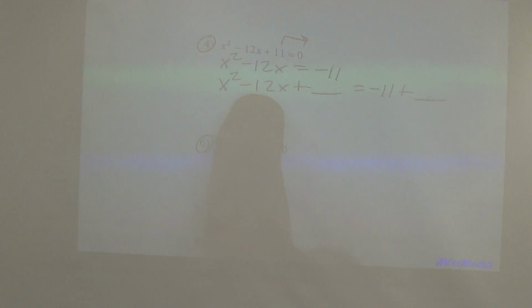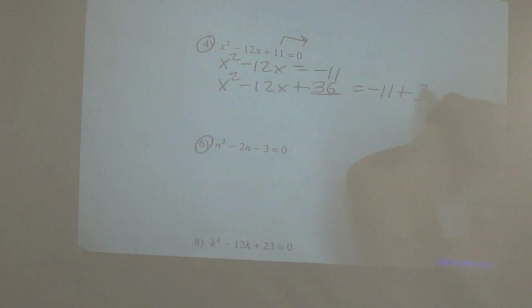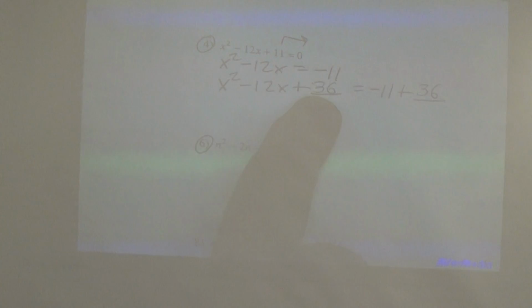So if we have negative 6 squared, we get 36. So we're going to add 36 to both sides. When we do that, we create this as a perfect square trinomial. And I know it's a perfect square trinomial because the first term is a perfect square. X squared is a perfect square. 36 is a perfect square.